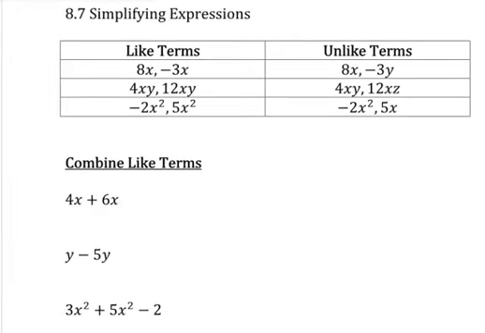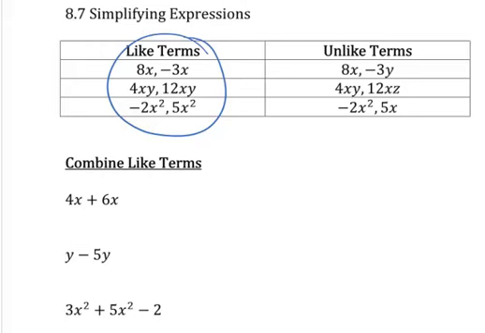Alright, so section 8.7 is simplifying expressions. What I have here is what we call like terms. 8x and negative 3x are like terms because they both have the letter x. 4xy and 12xy are both again like terms because they both have the variable component xy. Negative 2x squared and 5x squared, again like terms because they both have x squared.